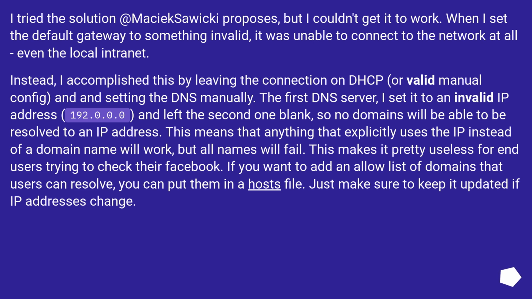I tried the solution that Makizaki proposes, but I couldn't get it to work. When I set the default gateway to something invalid, it was unable to connect to the network at all, even the local intranet. Instead, I accomplished this by leaving the connection on DHCP, or valid manual config, and unsetting the DNS manually. The first DNS server, I set it to an invalid IP address, 192.0.0.0, and left the second one blank, so no domains will be able to be resolved to an IP address.